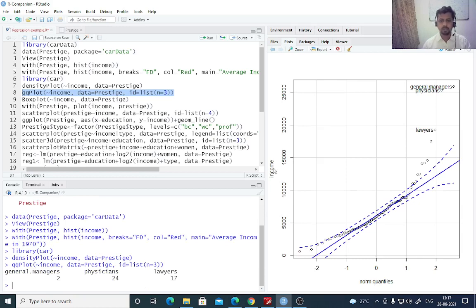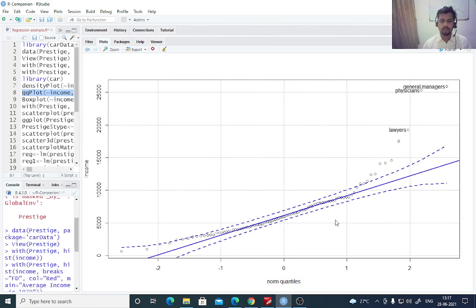So if you plot this, this is your quantile comparison plot. This straight line is the quantile for the reference distribution, and you can see these dotted points which are the ordered values of the variable income in this case, and these dotted lines are the 95% confidence interval. Ideally, if your data comes from this reference distribution, that is, if income is a normally distributed random variable, then all the points should either lie on the straight line or within this confidence interval, which you can also say is within the sample error.